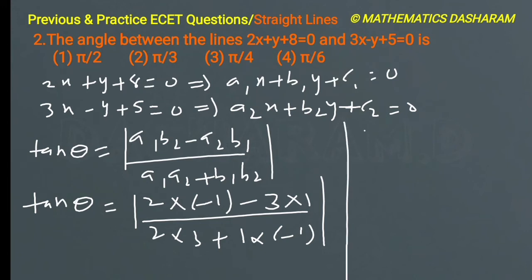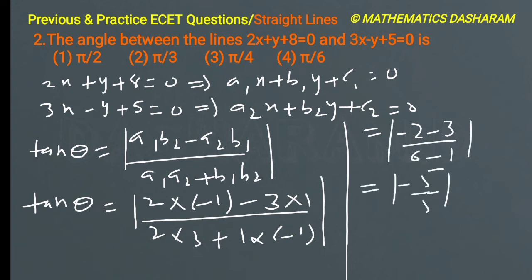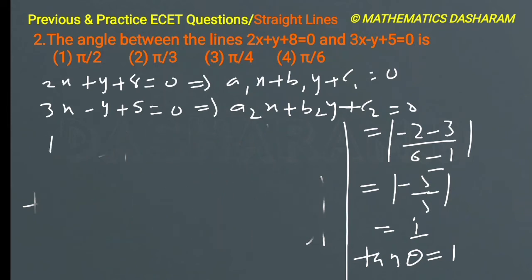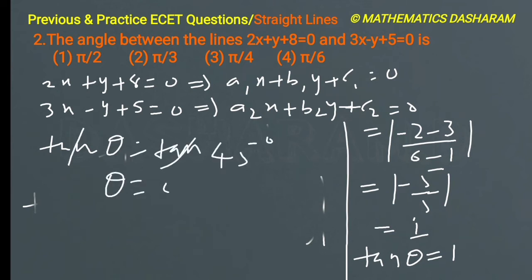So it equals 2 into minus 1 minus 3 divided by 2 threes are 6 minus 1. So minus 5 by 5, which equals 1. Then tan theta equals 1. But 1 can be written as tan 45 degrees. So then we can cancel the tan on both sides. Theta equals 45. 45 degrees means pi by 4. So option 3 is correct.